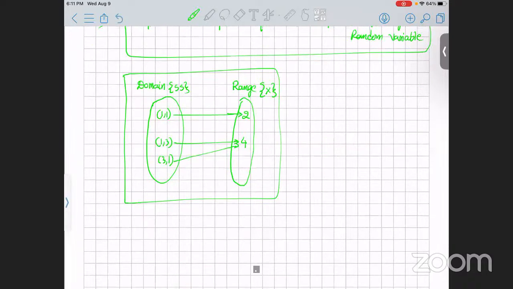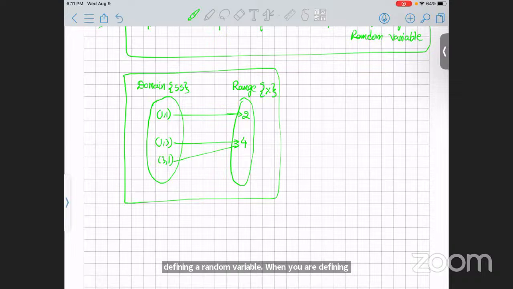And then look, there will be some rules we will discuss in the later part. Those rules need to be satisfied when you are defining a random variable. We will discuss it later.